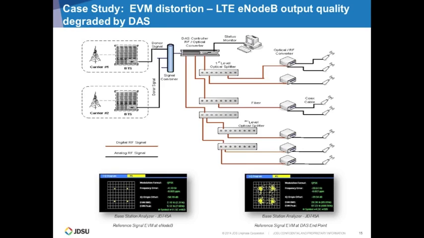Well, this is one of the first revelations that, as you can see at the bottom here, the modulation coming out of the base station was quite clean. And the reality is that in many of the tributaries of the DAS system, we actually found degradation in the signal quality.